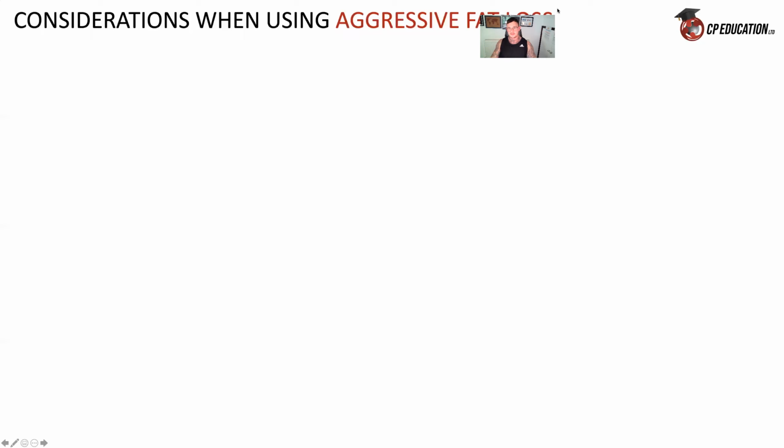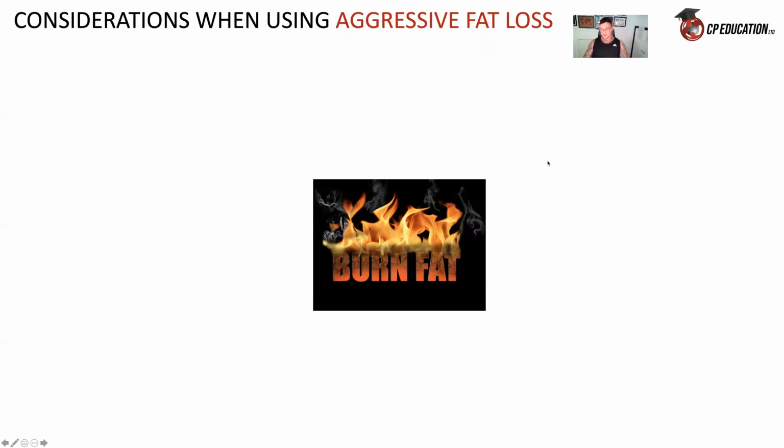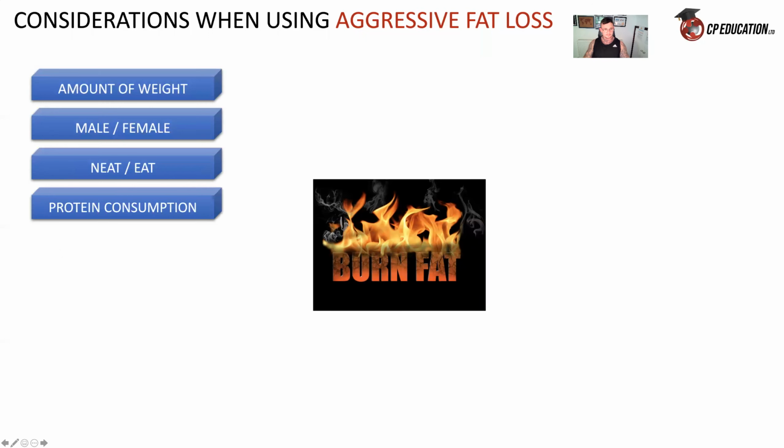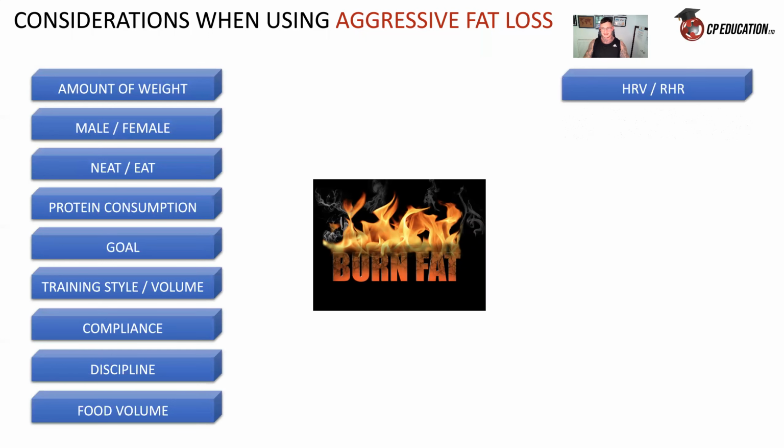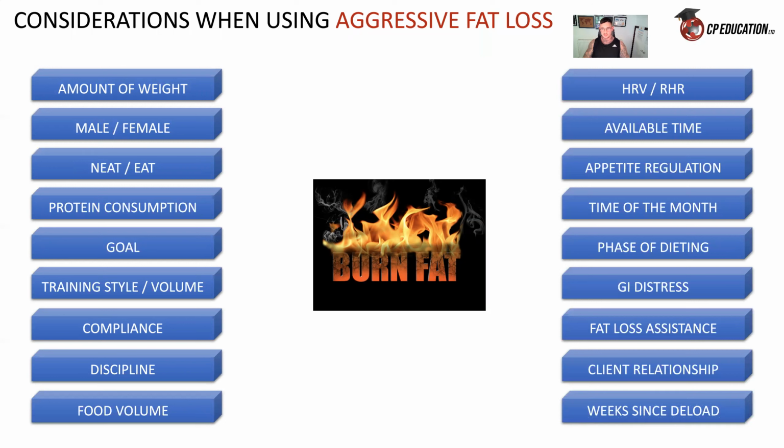So, considerations for aggressive fat loss. This is where it gets fun. People frown upon aggressive fat loss. This is all the different things you need to take into consideration if you're going to drop someone into an aggressive fat loss approach. Right, so for starters, have they got enough weight to warrant an aggressive fat loss approach? Or is it a simple case of just taking it a little bit slower?